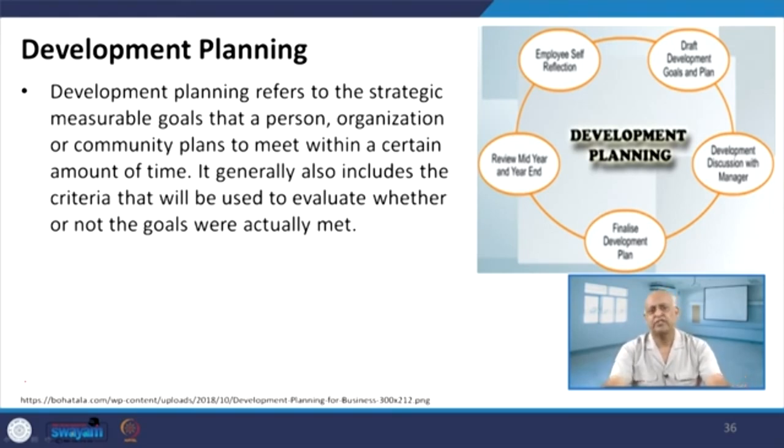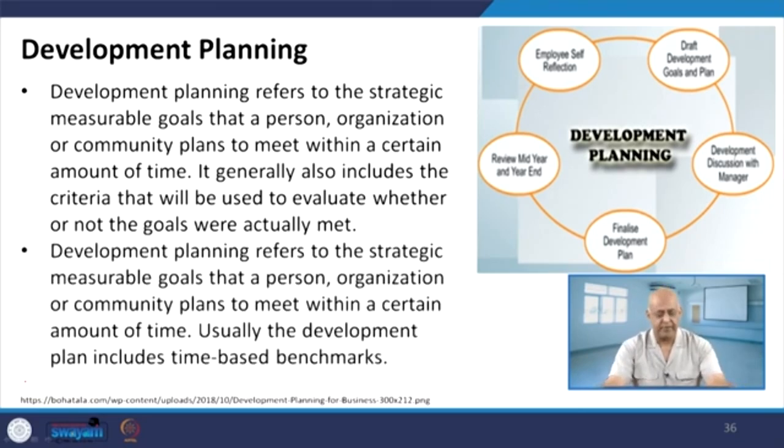Now you see what the goal is, right? There can be measurable goals and there can be non-measurable goals. There can be verifiable goals, there can be non-verifiable goals, right? Normally we refer to measurable goals. So the organization plans to meet within a certain amount of time, because that goal is to be achieved in a given time only, right? Because these are organizational aspects. And there will be certain dimensions or criteria, as we can say, for evaluating whether or not the goals were met.